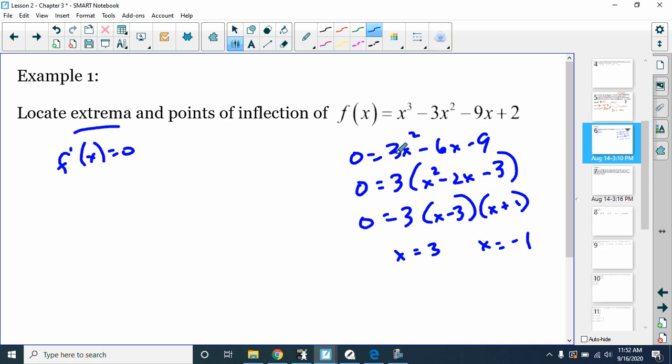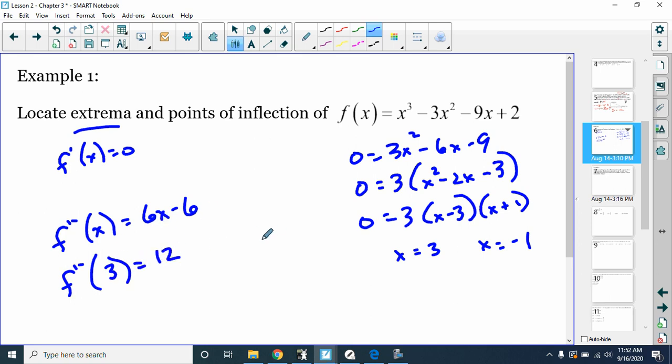So the second derivative would be 6x minus 6. Plug in the values into the second derivative. So the second derivative at 3 is positive, so that tells me the graph is concave up, but the first derivative was 0, which tells me it's that point right down there. So we have a minimum at x equals 3, and to get the y value, you would plug 3 back into the original equation.